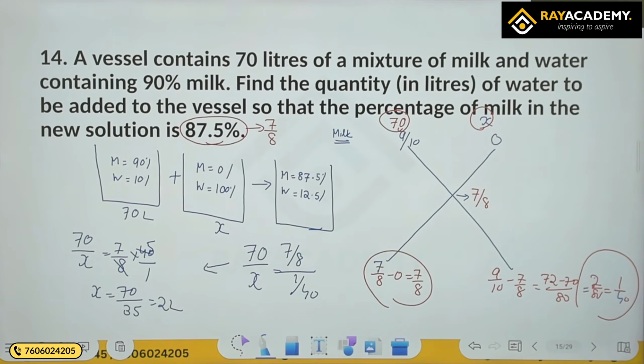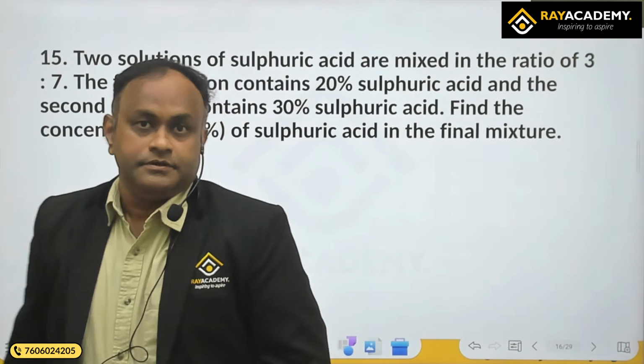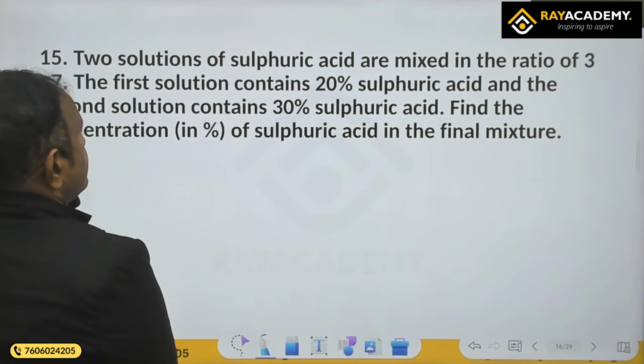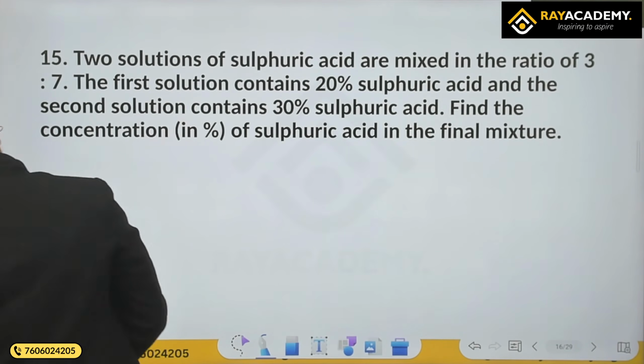So question 14 can be solved very easily by the alligation method. Now let's move to the next question. Next question is: two solutions of sulfuric acid are mixed in the ratio 3:7. The first solution contains 20% sulfuric acid and the second solution contains 30% sulfuric acid. Find the concentration of sulfuric acid in the final mixture.